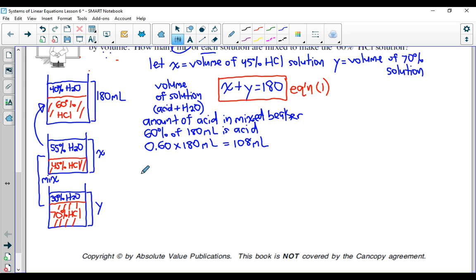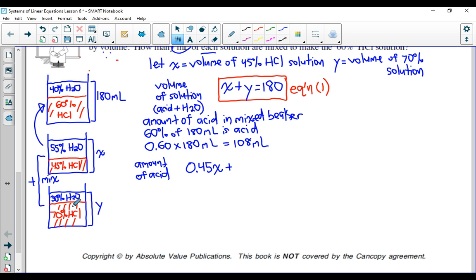Now, I'm going to write another equation based on the amount of acid in each beaker. So we look at this beaker right here. How much of the beaker would be acid? It would be 45% of the total volume, which is X. So 45% of X would be 0.45 times X.